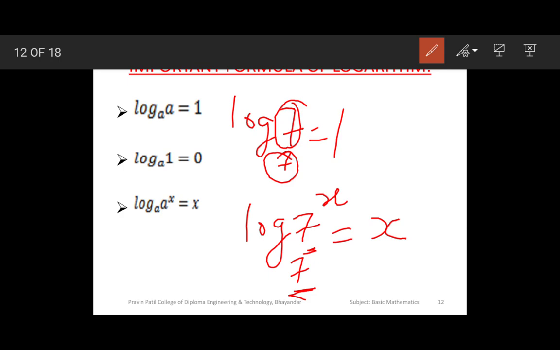Here we stop the third video. In the fourth video, we will see examples based on these formulas.